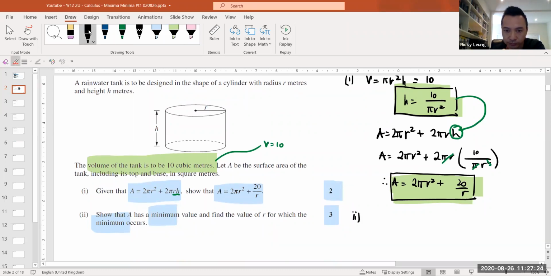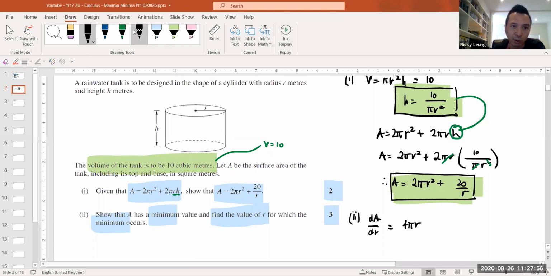Part 2. Now let me just read the question. Show that A has a minimum and find the value. That's what I'm talking about when we say answer the question. So it just wants me to find the value of R. Pretty easy. Once I differentiate and solve, test for max min, the value of R that gives us a minimum is our answer. So for the next part, dA/dr, differentiate that. Keep in mind that 2 pi, in this case, is a constant. So bring down the 2, I get 4 pi r.